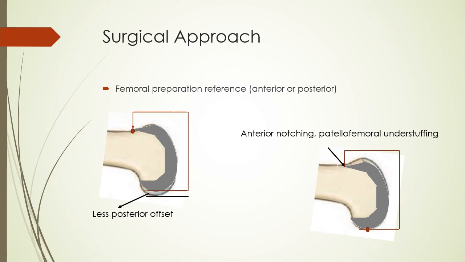From a surgical approach standpoint, for example, regarding distal femoral preparation, if we're using anterior referencing versus posterior referencing, we can clearly see we may either change the posterior offset or cause anterior notching or patellofemoral either understuffing or overstuffing. But depending on which approach we choose, it may very well impact the sagittal anatomic restoration of the distal femur.